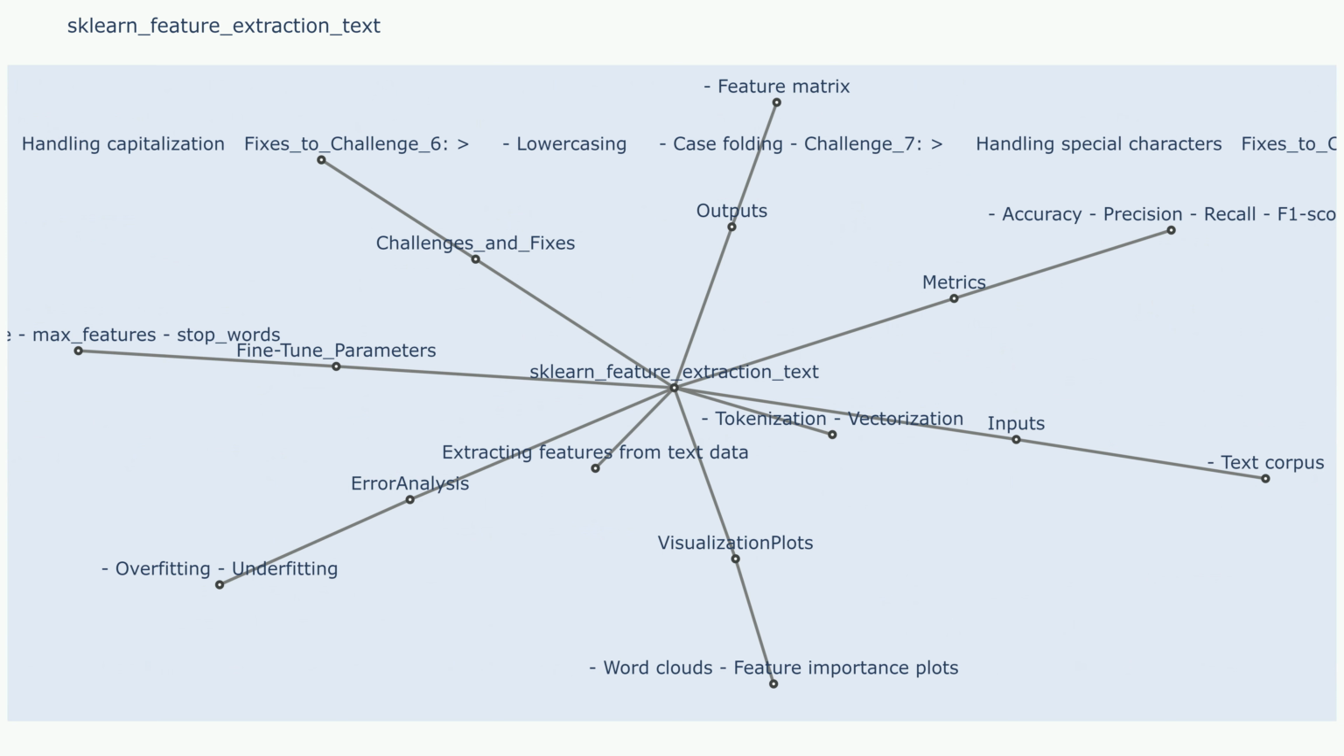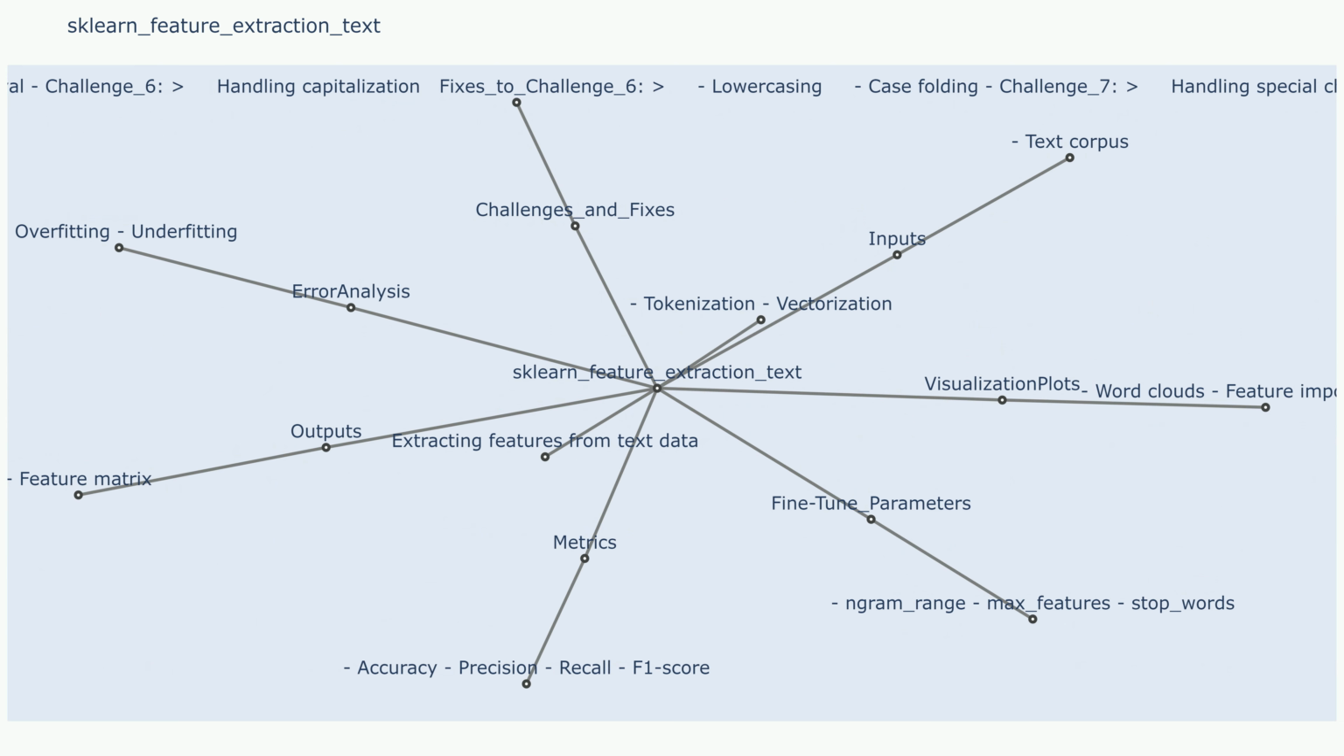Fine-tune parameters. Max features. The maximum number of features to be extracted. NGRAM range. The range of n-grams to be considered: unigrams, bigrams, trigrams, etc. Stop words. A list of words to be removed from the text. MinDF. The minimum document frequency for a word to be considered. MaxDF. The maximum document frequency for a word to be considered.